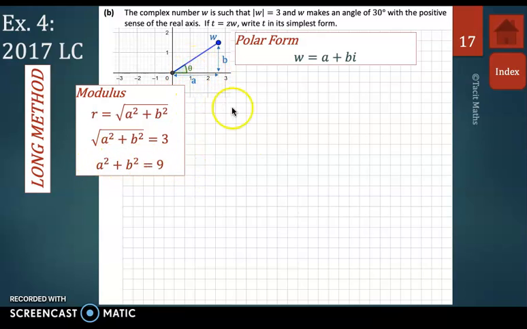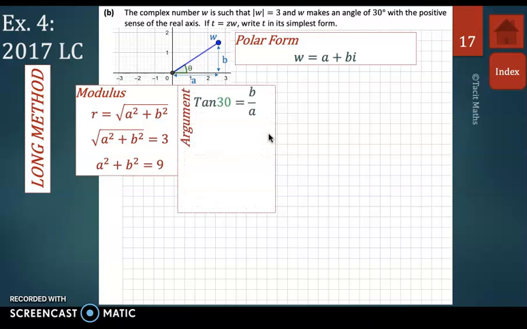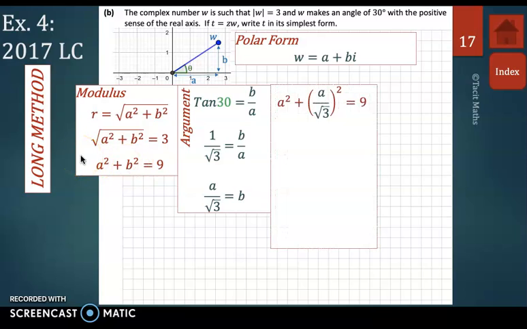Now, this is where it gets a bit complicated. We can also express the argument in terms of a and b. We know that the argument is 30, so we can say that tan of 30 is opposite over adjacent, which gives us this equation. Tan of 30 is 1 over root 3, so we can rearrange this and get a value for b, and do a kind of simultaneous equations job, substituting that value for b in here. So that gives us this. Now it's just algebra after that.